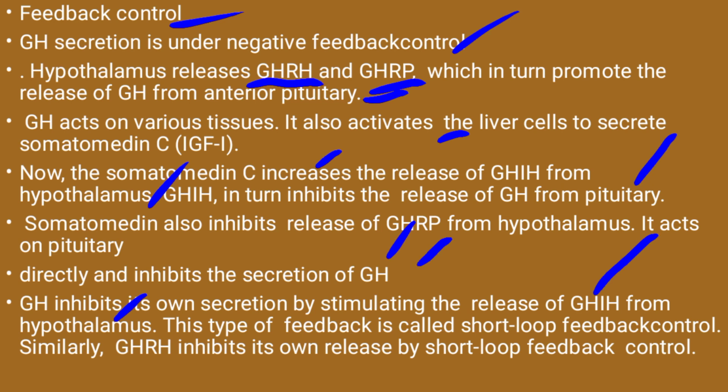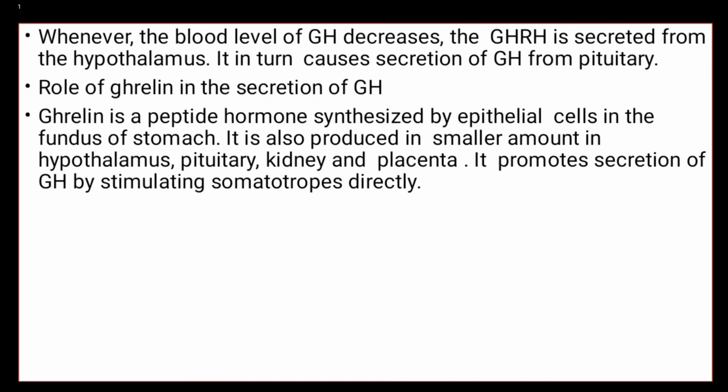This type of feedback is called short loop feedback control. Similarly, growth hormone releasing hormone inhibits its own release by short loop feedback control. How? Whenever the blood level of growth hormone decreases, growth hormone releasing hormone is secreted from the hypothalamus. It causes secretion of growth hormone from the pituitary.